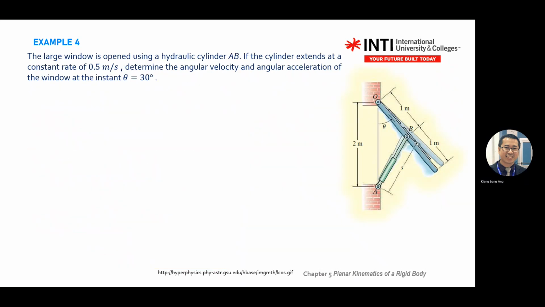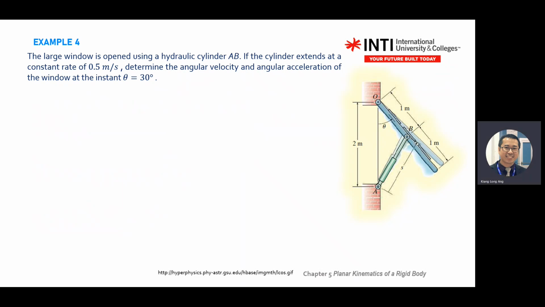Let's look at example 4. In this diagram, the blue color is a window. If you stay in an apartment with the old design, you have a piston that you can use to open the window. This green color piston will extend and push on pin B, and this window will open. Initially this one was here and then it opened. Theta, you see the arrow is positive anticlockwise. You're given the lengths between O, A, B, and B, O.